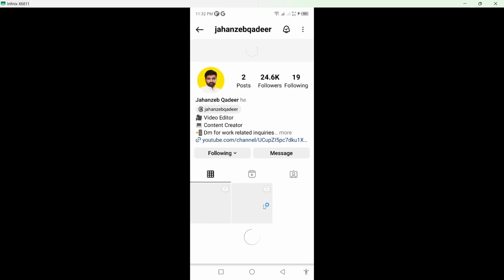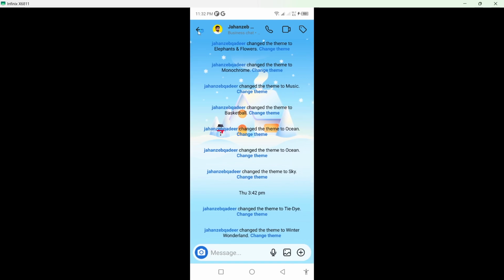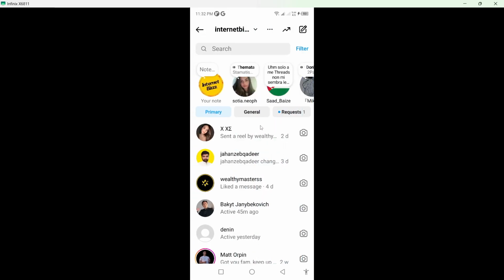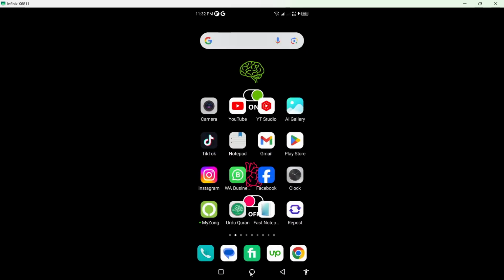So once it is blocked, I block this profile. Once you block that, there is no method that you can unblock because that is the choice of another person, and if that person wants to unblock, he can do that, but there is no other option.